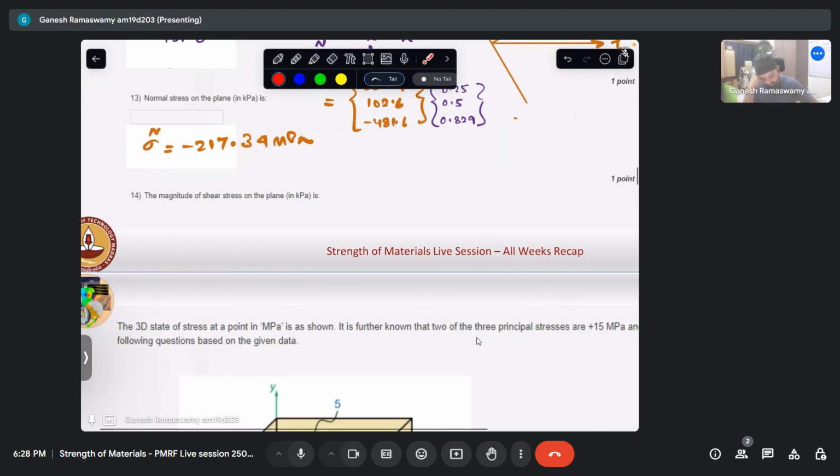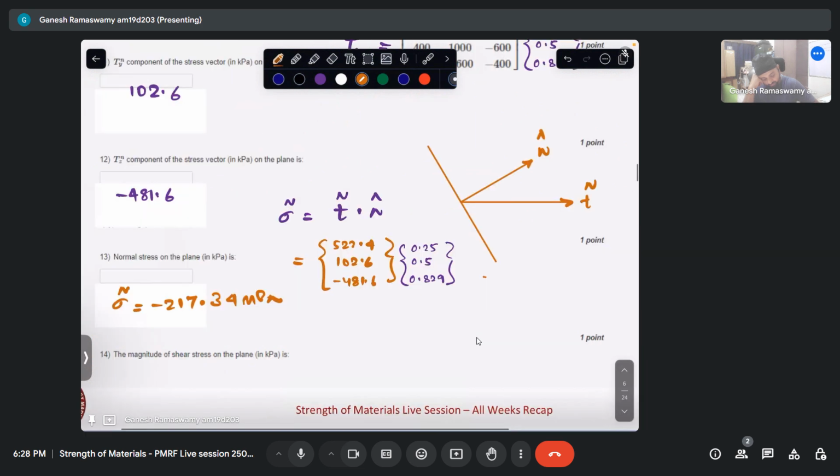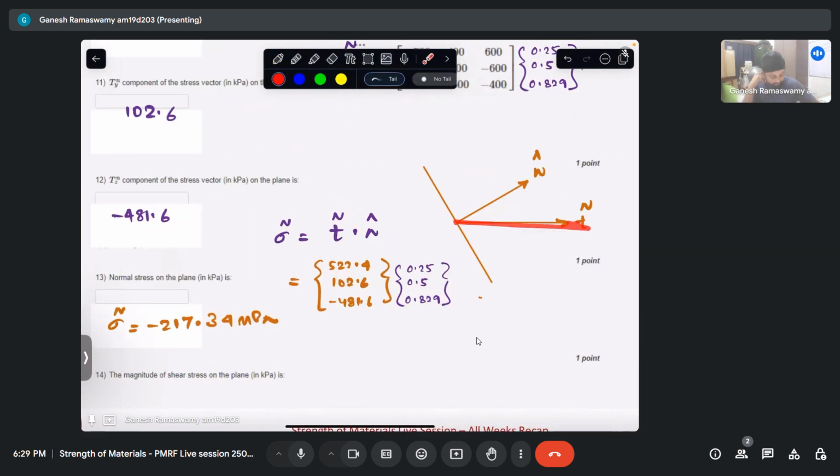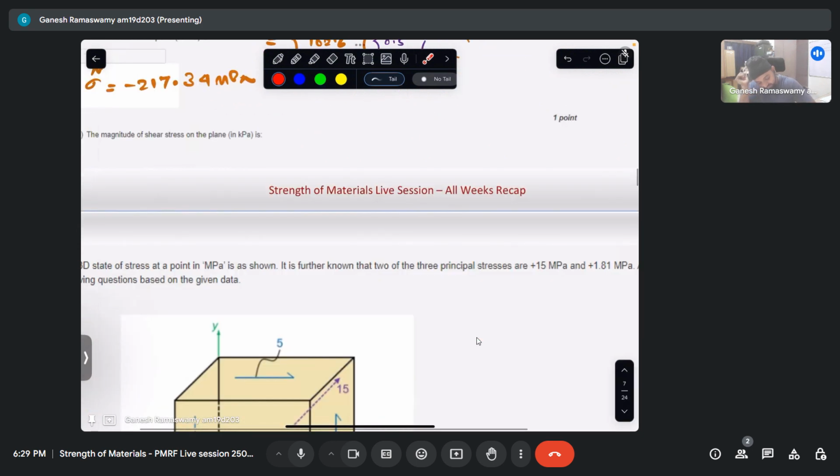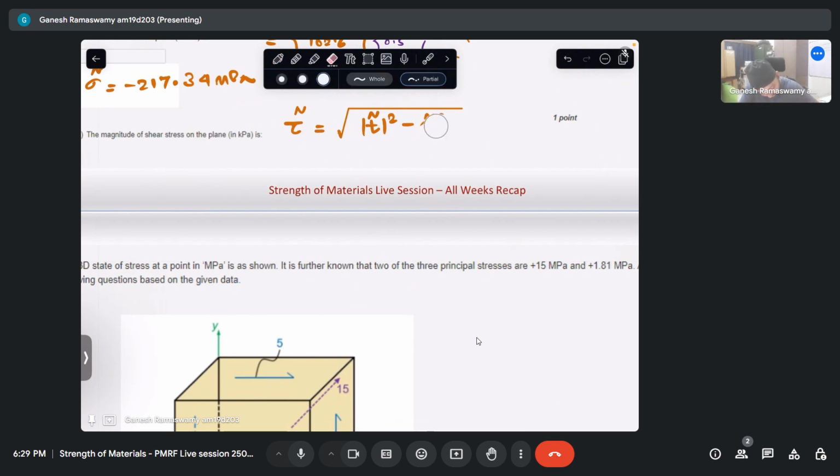The magnitude of the shear stress, now we know that this will be made up of two components like that. One we have found out. What is the other? It is this minus that, which is shear stress on plane n is root over the traction magnitude squared minus sigma n squared. So I leave it for the viewers to take a shot at that.